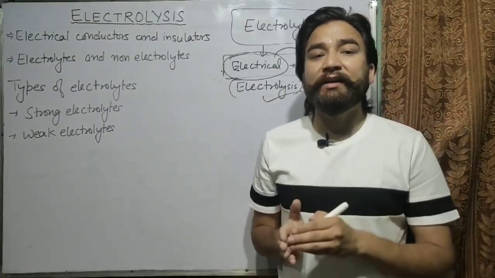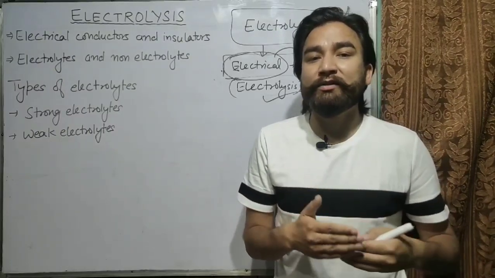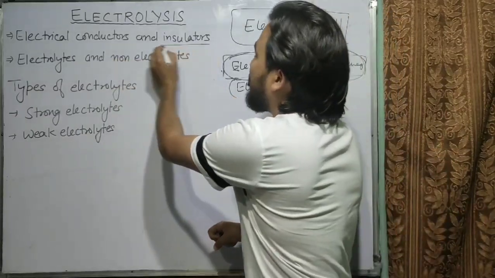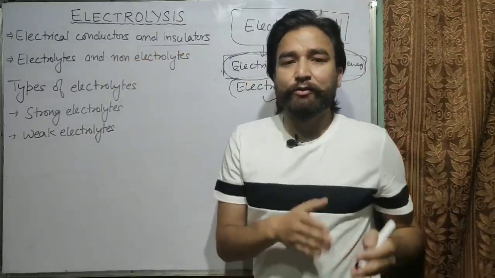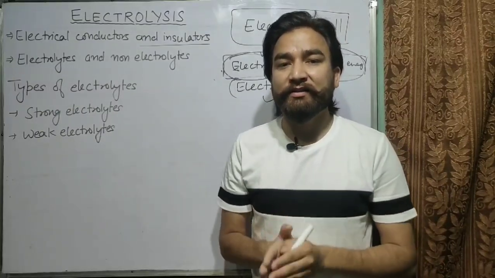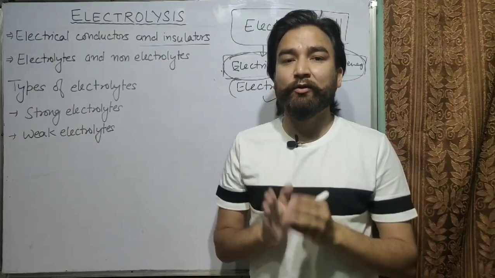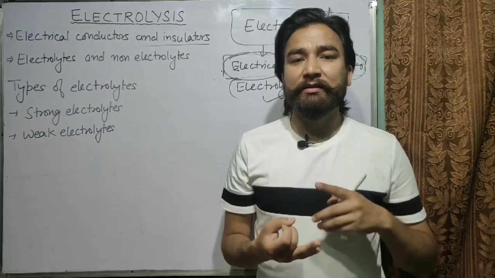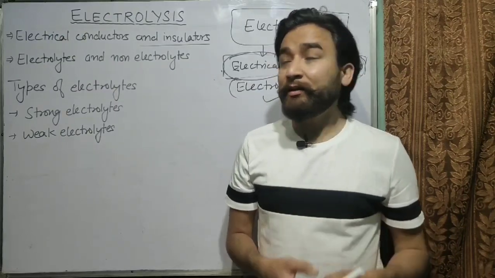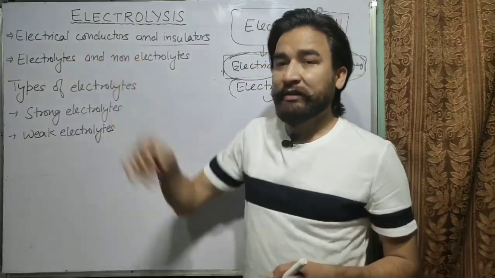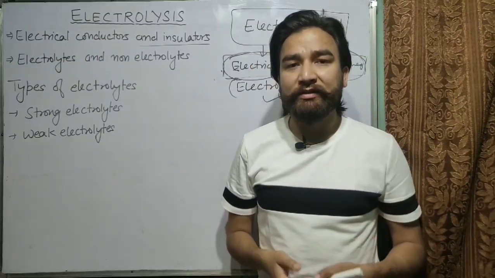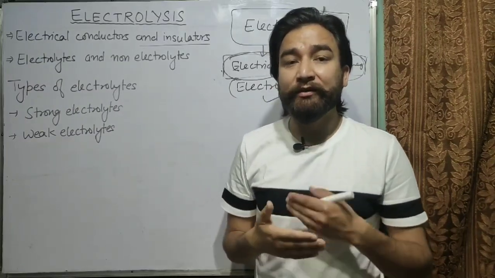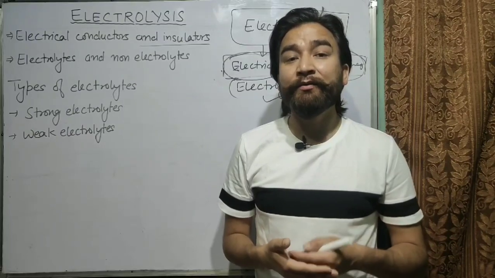Now, before understanding how this whole process of electrolysis takes place, we will see some basic terms like electrical conductors and insulators. So you know that electrical conductors are the substances which conduct electricity or which allow electricity to pass through them. For example, metals like aluminium, copper, these are electrical conductors. And what are electrical insulators? The substances which do not allow electricity to pass through them. For example, wood is an example of insulator. Rubber is an example of insulator.